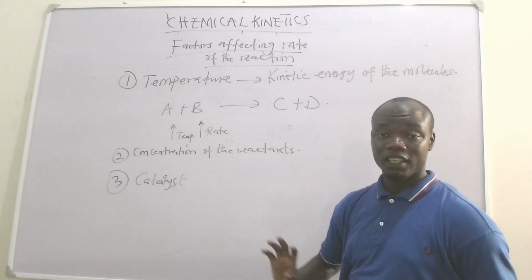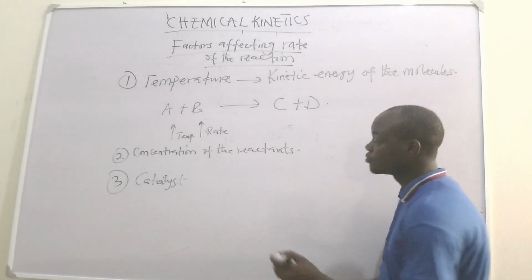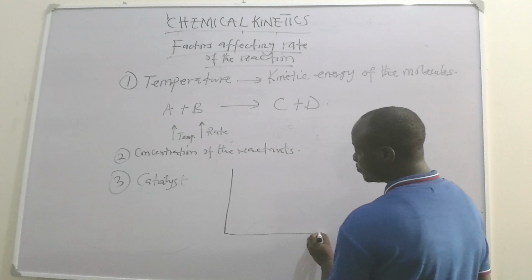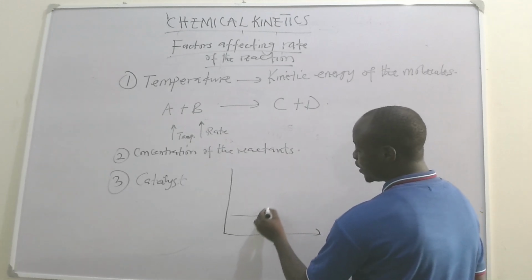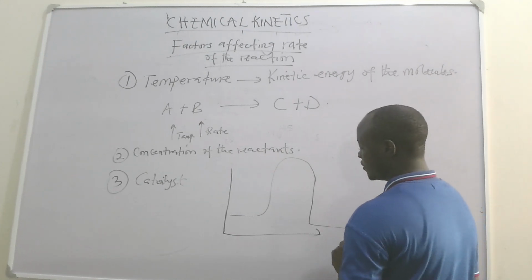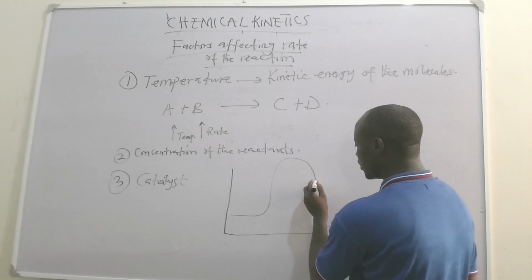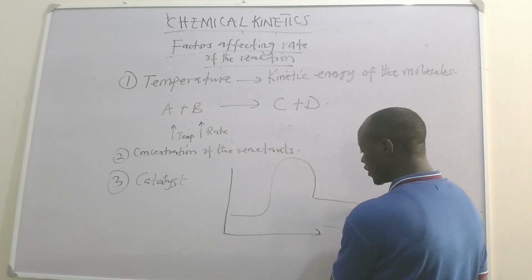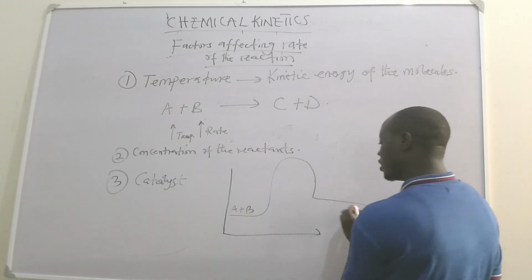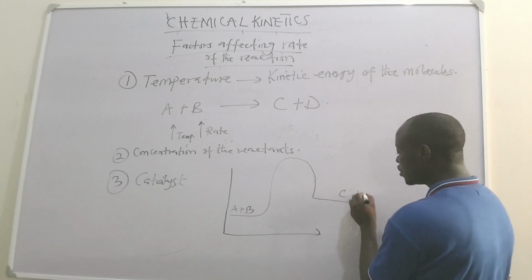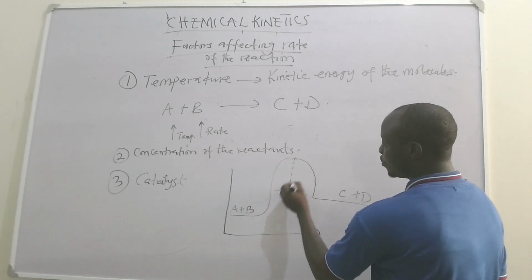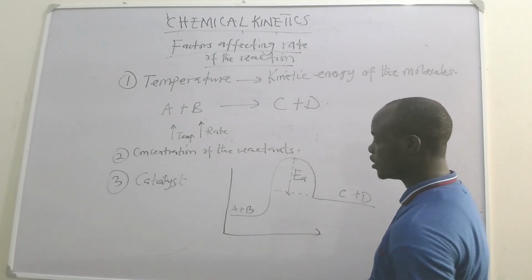And how does this catalyst speed up the rate of the reaction? For example, let's say this is our reaction profile diagram, and we have something like this. This is our reactant, so we have A and B here, and this is our product, where we have C plus D. And of course, from here to here, we have our EA, that is activation energy.